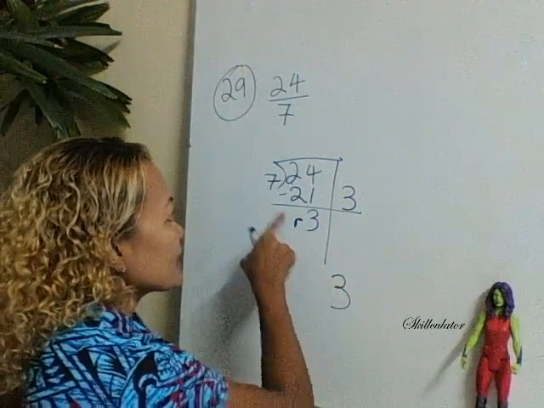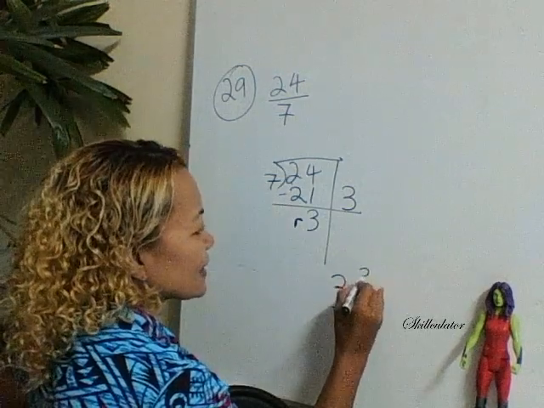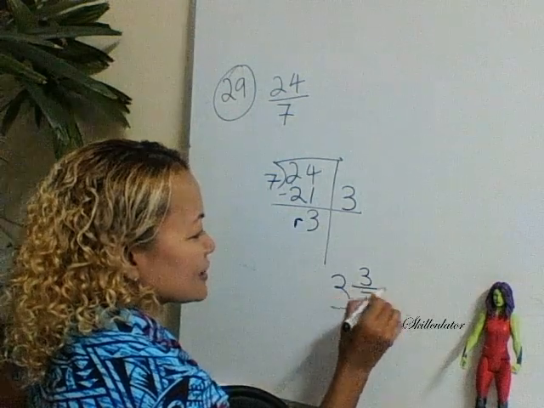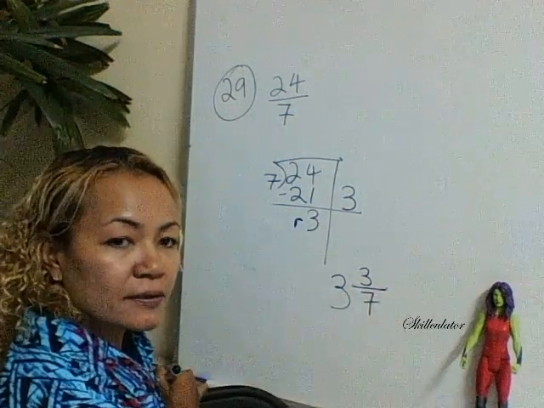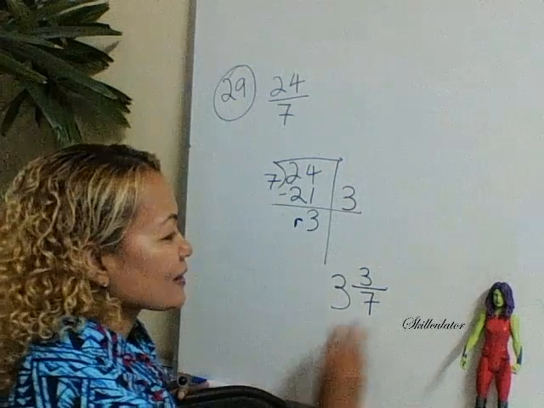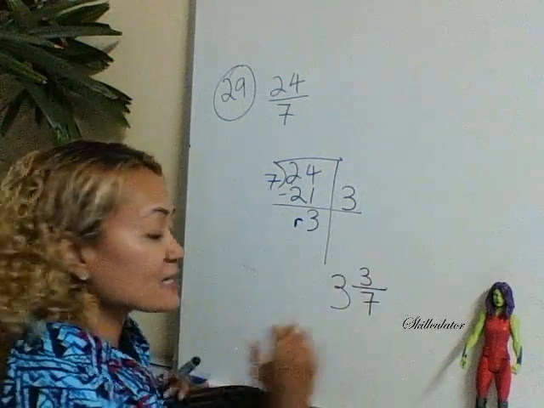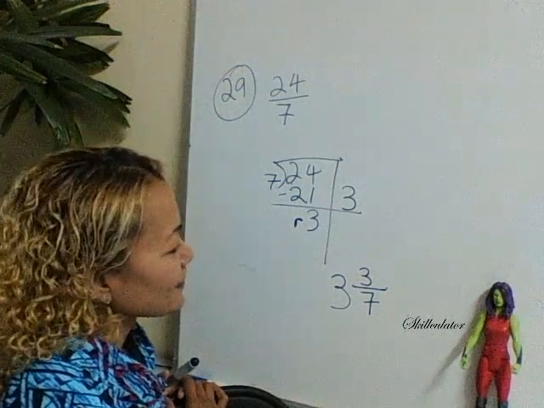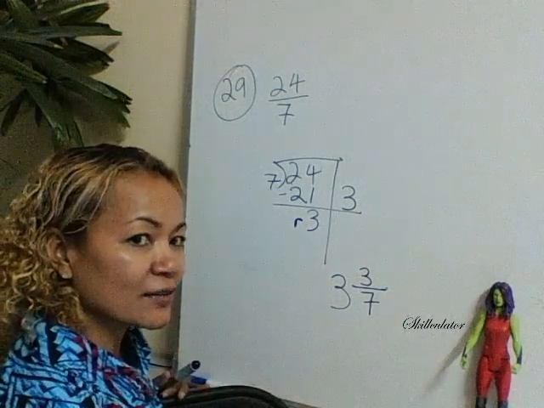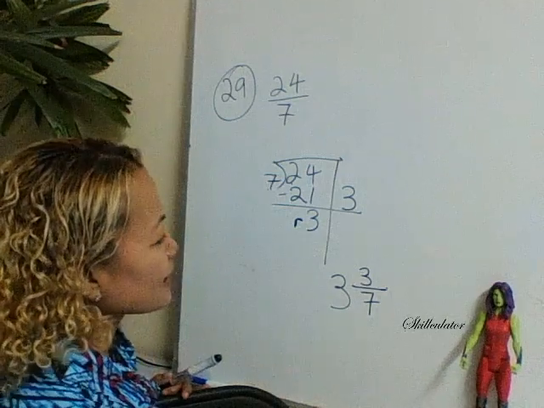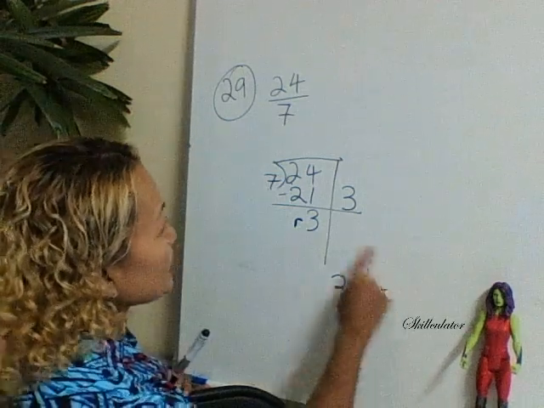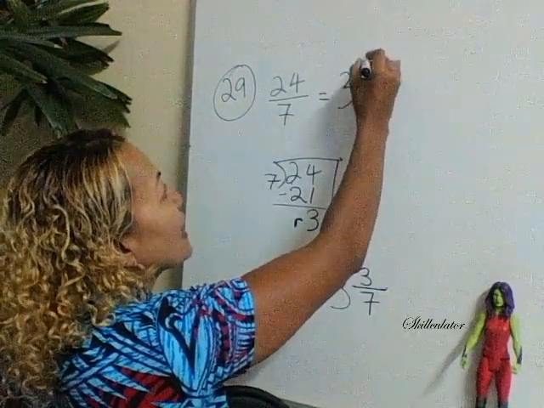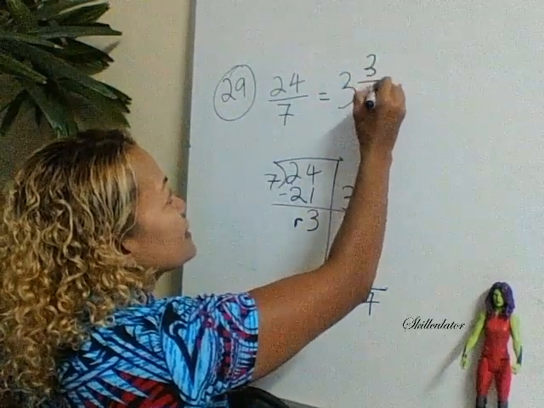This 3 divided by 7 is the part that doesn't fit. Doesn't fit neatly into a whole number. This is the part of the number that's less than 1. It would be on the right side of the decimal point. So that is your mixed number, right? 3 and 3 over 7.